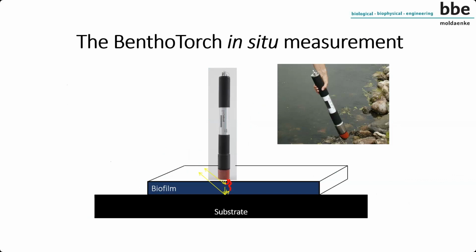About the measurement itself. Measurement is quite easy. I do not want to go too much into the details. We have here at the bottom the substrate, which may be rock or another sediment. And we have above the biofilm, and we put the BenthoTorch on top of this biofilm. And then we have to start it up. We have here soft keys, which can start this instrument, and then it works automatically.